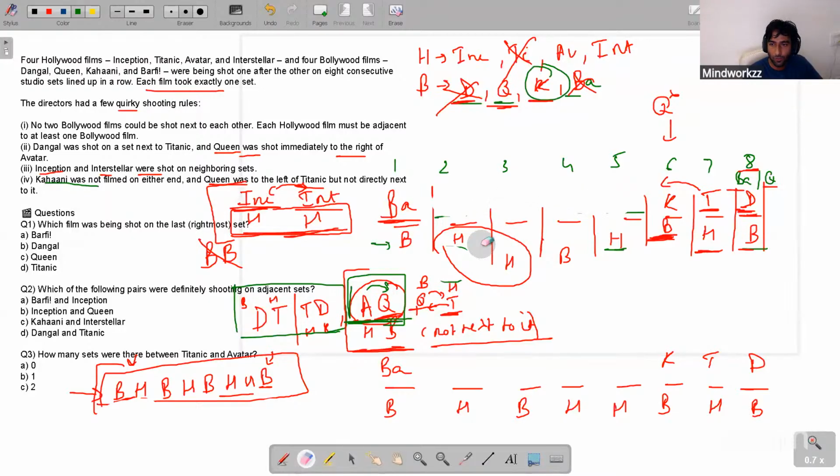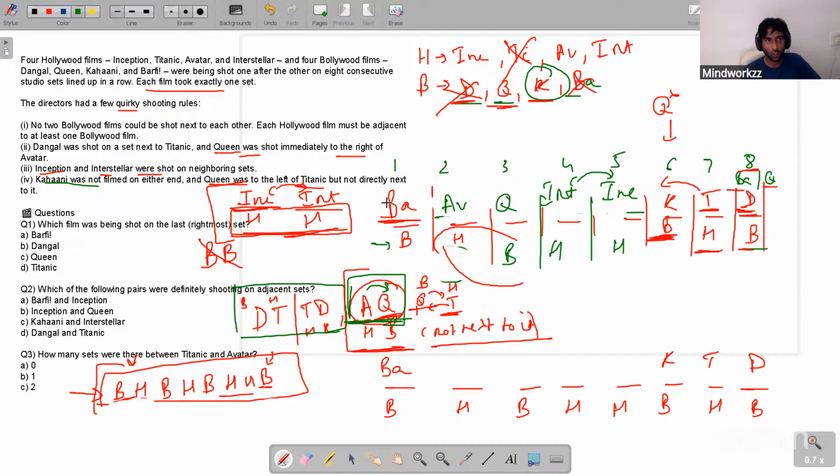And the final possibility which emerges is going to be that this is, of course, Hollywood, this is Hollywood, and this is Bollywood, right? And these two are either Interstellar, Inception, of course, interchangeable, and this is Avatar, and this is Queen. All right. So this is essentially the entire set, right?